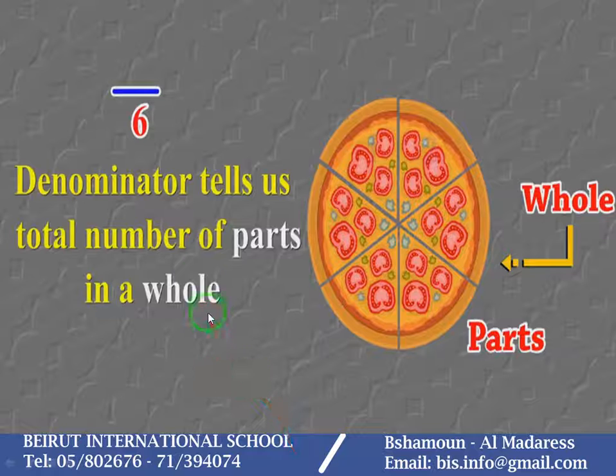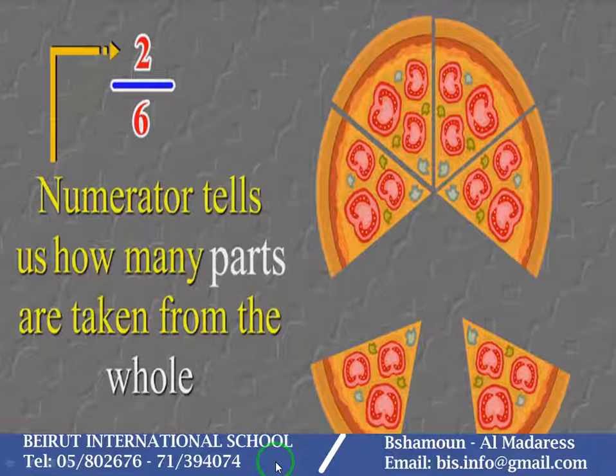The number below the line tells us the total number of parts in a whole. What is the total number of parts? What do we have? We have 6 equal parts. So we write down the total number of parts, we write 6. And the number above the line is the number of parts taken from the whole. Here we have 2 parts, so we write 2 up, 2 out of 6. This is a fraction. We have 2 out of 6.